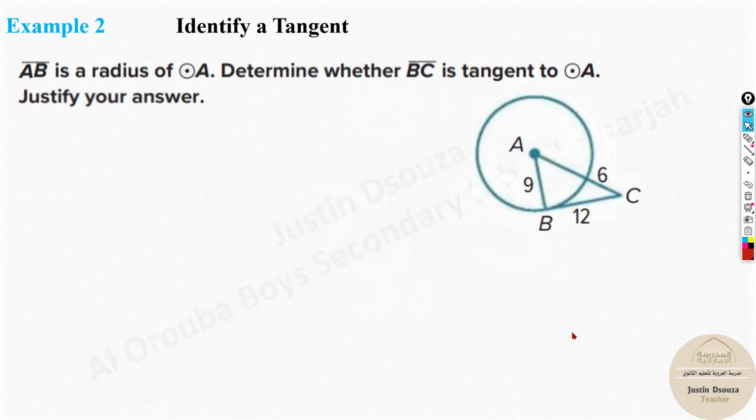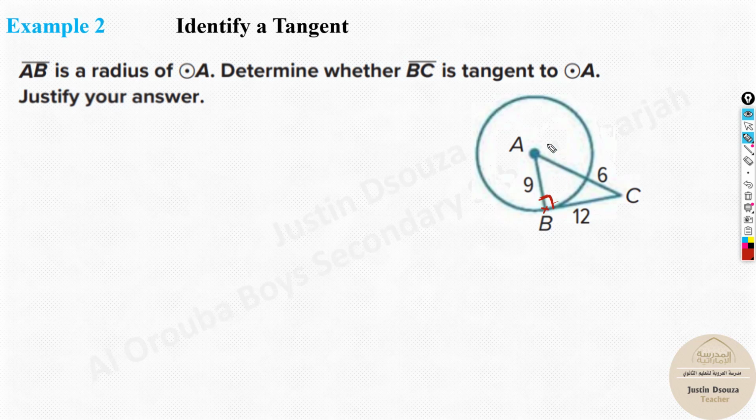Now, let's look at this example 2. The line segment AB, you can see over here, is the radius of the circle A. That's the center A. This is the circle. Determine whether BC is a tangent to this circle. So we do not know whether this is a tangent, but this is the radius and this is to be found out whether it's a tangent or not. We need to justify answers. Now, what is the rule for this line to be a tangent? The radius must make 90 degrees at the point of tangency. So this must be 90 degrees.